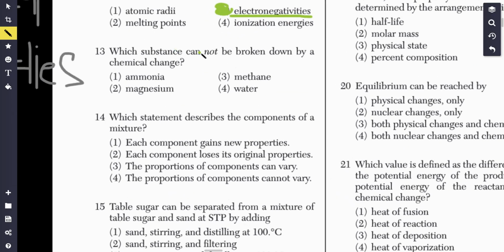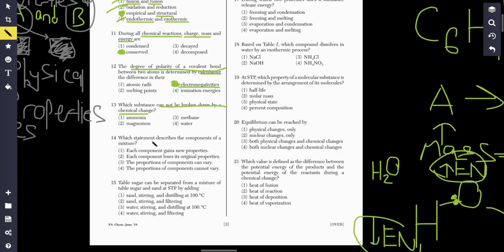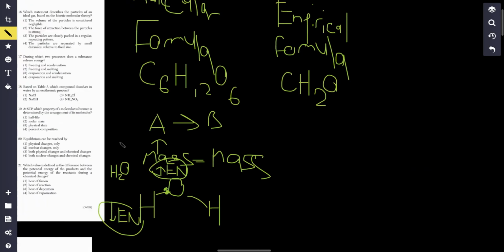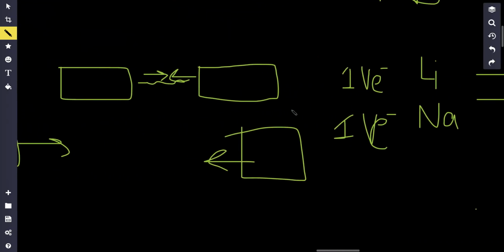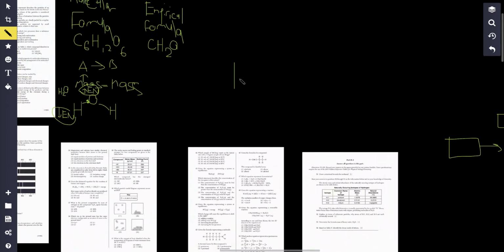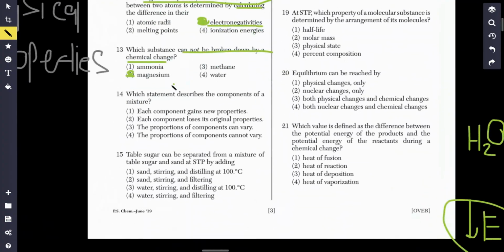Which substance cannot be broken down by a chemical change? A substance that cannot be broken down by a chemical change is an element. Elements cannot be broken down by a chemical change. So that's going to be magnesium. All right, if we look at the periodic table, magnesium is right over here. It's an element. Elements cannot be broken down, right? If I have H2O, water, I can break this down into hydrogen and oxygen, but elements can't be broken down.